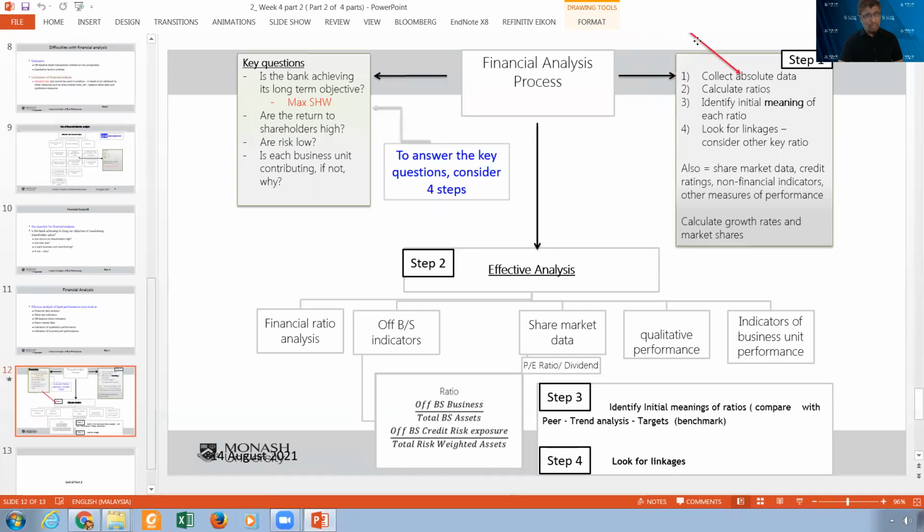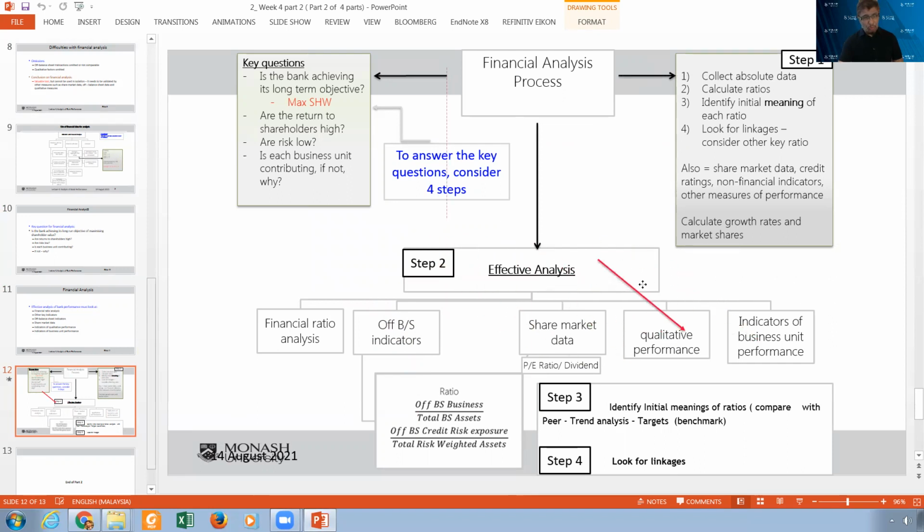We have to collect absolute data, calculate ratios, identify the meaning of the ratios, and look at linkages. We also have to collect information about the share market data, credit rating, non-financial indicators, and other measures of performance, and calculate the growth rates and market shares. So this is the effective analysis. The financial ratios are a very tiny part. We have the balance sheet, the off-balance sheet, and then market data and qualitative indicators of business unit performance.